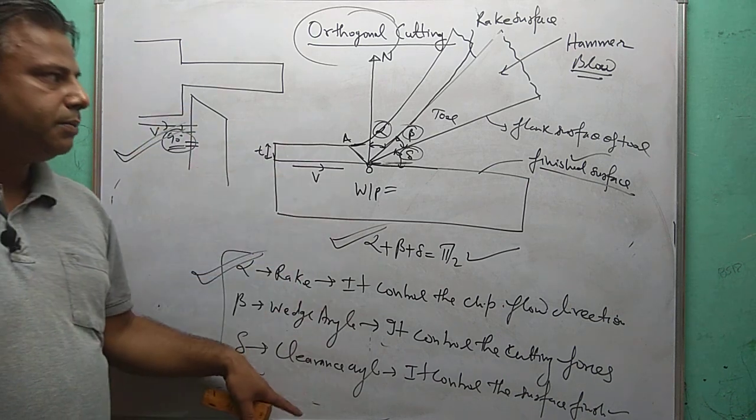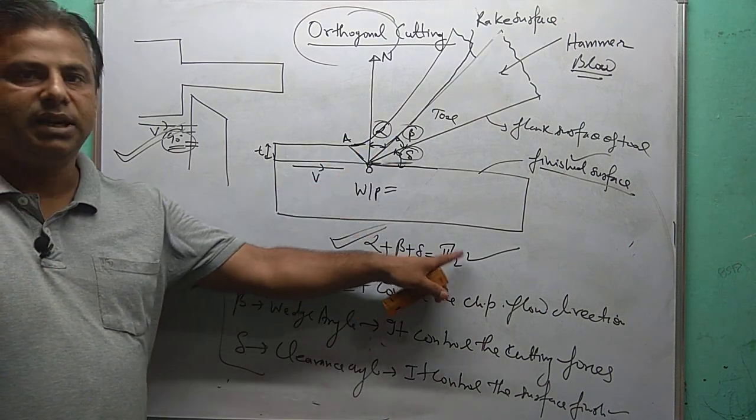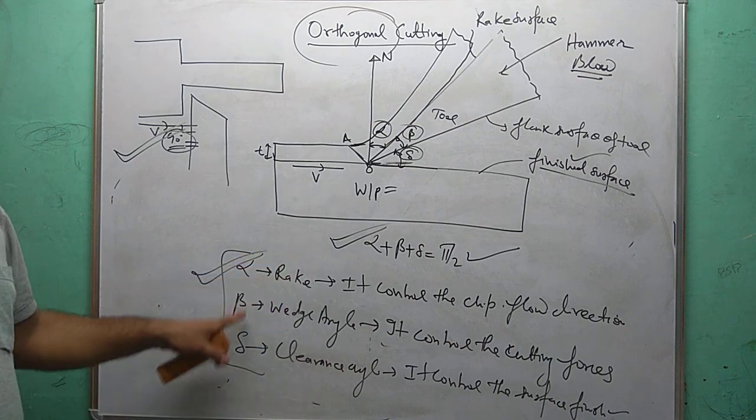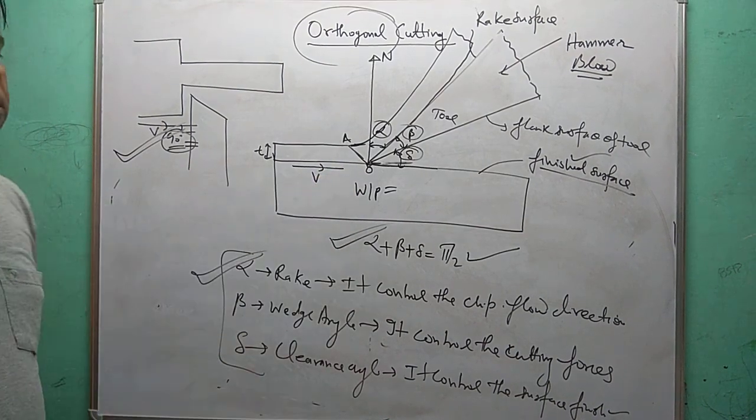So this is the 2D representation. From the geometry, you may get the relationship alpha plus beta plus delta is equal to 90 degrees, and the role of these angles is very important. OA is my shear plane. Thank you.